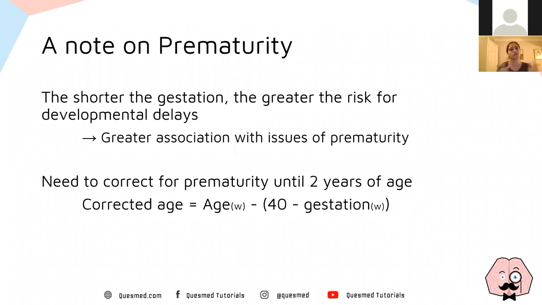And this is the equation that you might want to remember, which is to work out the corrected age for a baby. So, age in weeks minus 40 minus their gestation in weeks. And when it comes to prematurity, up until 2 years of age, any milestone that you'd expect for a child of normal age, you need to add on the time you need to work out the corrected age for the child. And they will be hitting all the milestones later than a term baby, and that's expected.